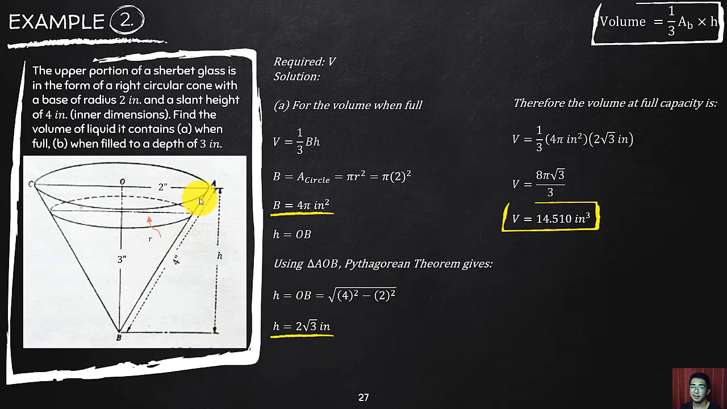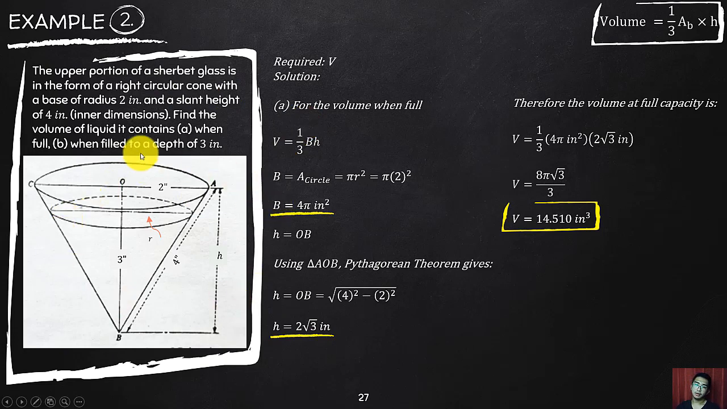Inner dimensions, okay? So that's relevant because we consider the glass as having a specific thickness, but we disregard the thickness of the glass itself. First, find the volume of liquid it contains when full. That's the first one. And B, when filled to a depth of 3 inches. So we ask only for the volume of liquid it contains at full capacity and when that liquid is only 3 inches high.